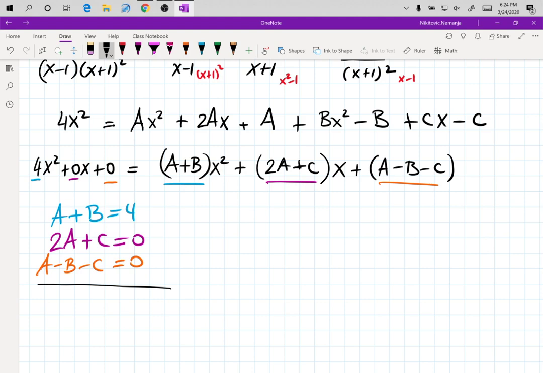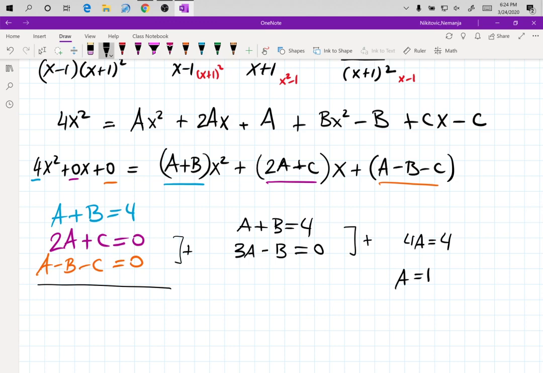So some of you would probably add these two equations here because that would eliminate c from the system. So we have a plus b equals 4, that's copied from the blue equation. And finally, 3a minus b equals 0, because c's are gone if I add those two. And now by adding these two, we eliminate b. I have 4a equals 4, a equals 1. And as soon as I know a equals 1, b must be 3, so they can make 4.